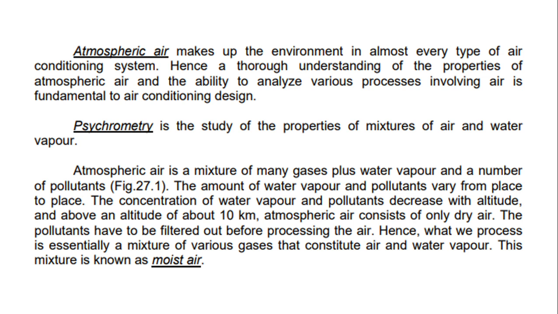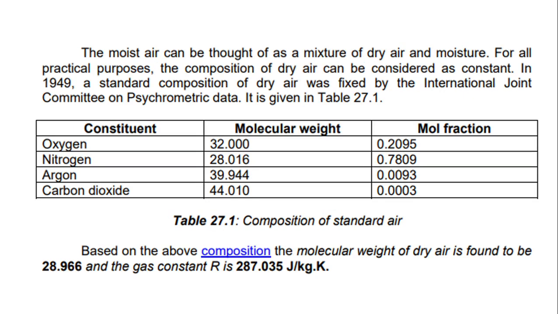The air which contains various constituent gases and water vapor, we call it moist air. Okay. This moist air can be thought of as a mixture of dry air and water vapor. For practical purposes, the composition can be considered constant. The various constituents of air are oxygen, nitrogen, argon, and carbon dioxide. The molecular weights and mole fractions have been shown in the tabular column.